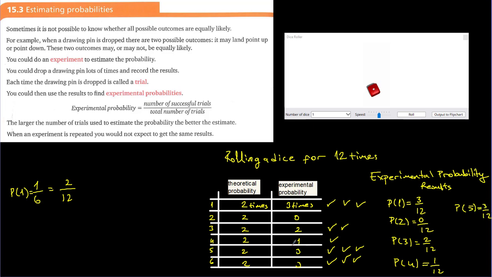With respect to this one, to total trials I'm dividing. Here the probability of 6 is also going to be equal to 3 over 12. But these are the experimental probability results. What about the theoretical probability results?